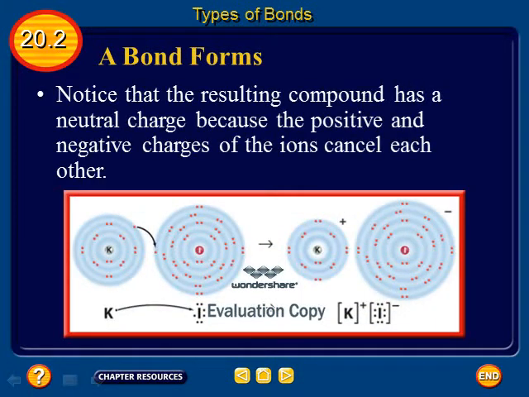Notice that the resulting compound has a neutral charge because the positive and negative charges of the ions cancel each other. So once again, potassium gives up an electron in its outermost energy level to iodine, which has 7 electrons, and now it becomes stable. The compound potassium iodide is stable because the positive and negative charges are balanced.